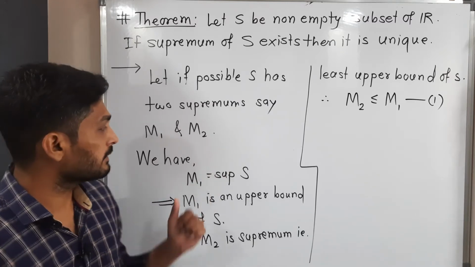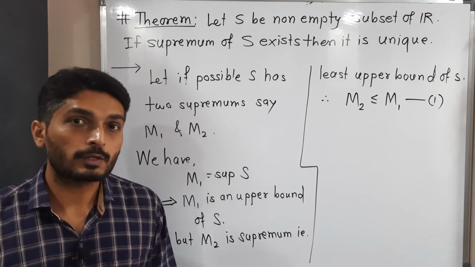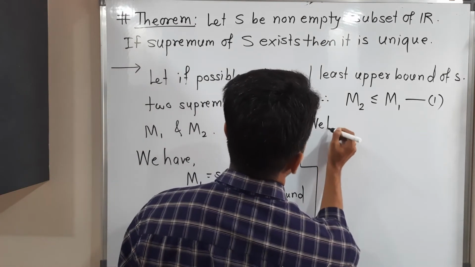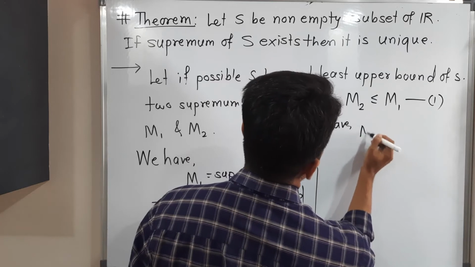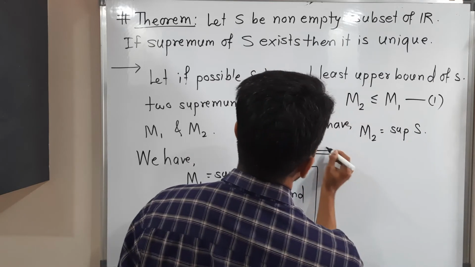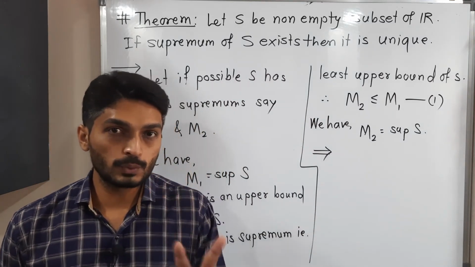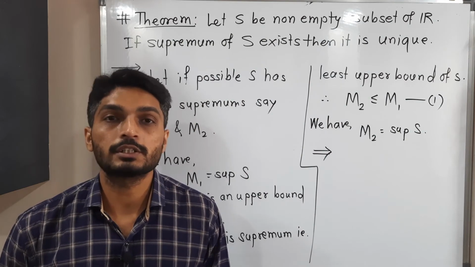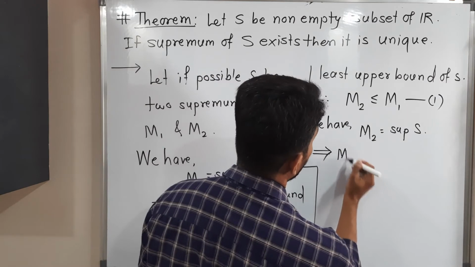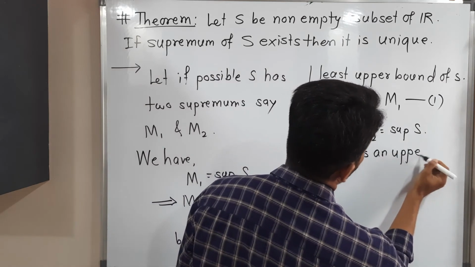Now we have a second piece of information also. I started with M1 is the supremum of S. Now I will start with M2 is the supremum of S. We have M2 is equal to the supremum of S. Supremum means it satisfies two conditions. Out of that, the first condition is it is an upper bound. So we can write, since it is the supremum of S, M2 is an upper bound of S.